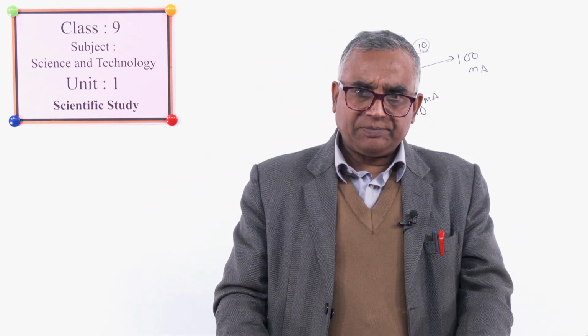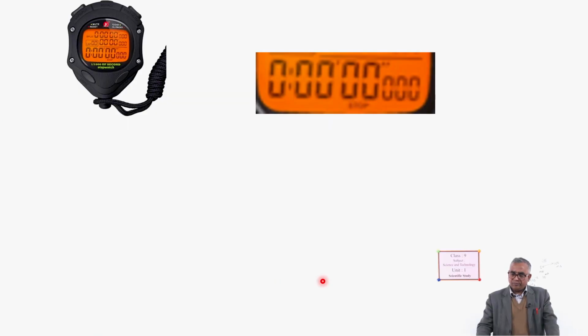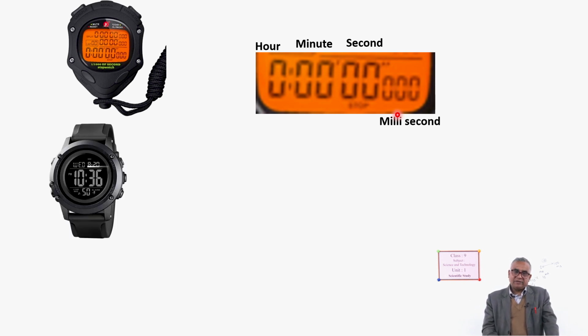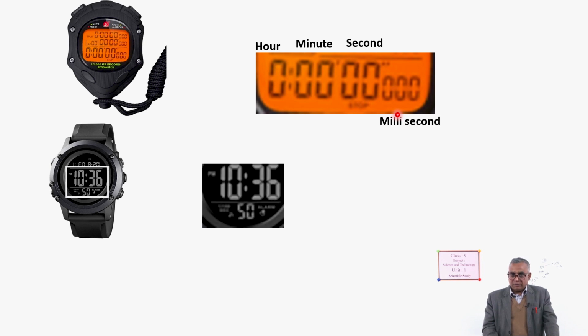Now next, see, it is also a stopwatch, but here the value is different. Here it shows hour, minute, second, and then millisecond. It shows much smaller time, which means it has a very small least count. And this is a wristwatch. What least count does the wristwatch show? Here in detail it shows hour, minute, and second.